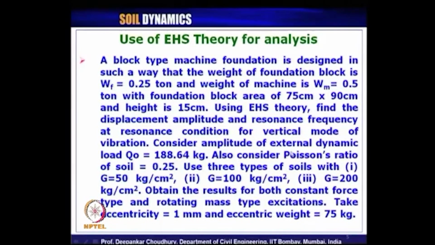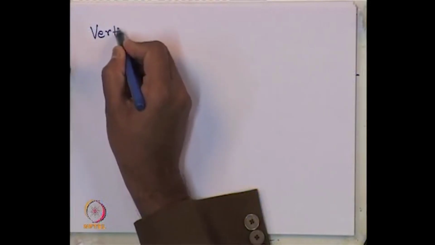Consider amplitude of external dynamic load is this much kg and Poisson's ratio of soil is 0.25. Again 3 types of soil we need to consider with different values of G shear modulus: 50 kg per centimeter square, 100 kg per centimeter square and 200 kg per centimeter square. And again for both constant force type and rotating mass type excitations, we are going to compute this displacement amplitude and resonance frequency at resonance condition. So, let us start with our solution. We are solving for vertical mode of vibration.